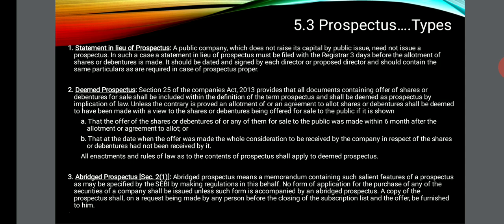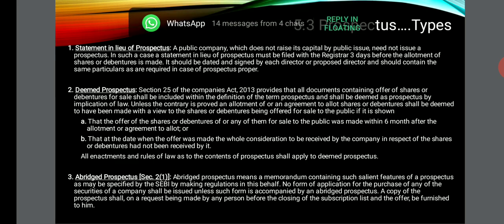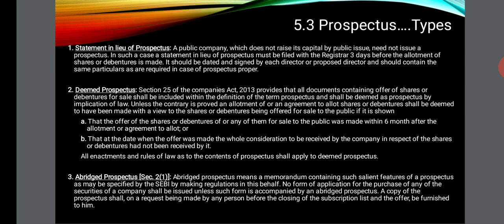A public company which does not raise its capital by public issue need not issue a prospectus. In such a case, a statement in lieu of prospectus must be filed with the registrar 3 days before the allotment of the shares or debentures is made. It should be dated and signed by each director or proposed director and should contain the same particulars as are required in the case of a prospectus proper.